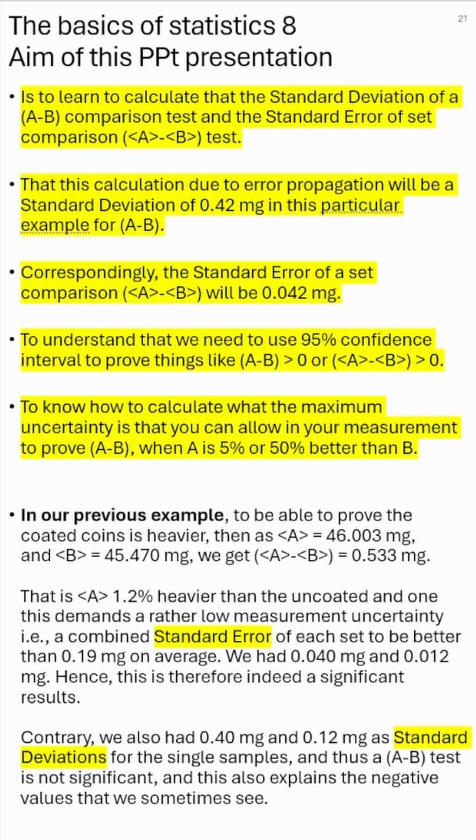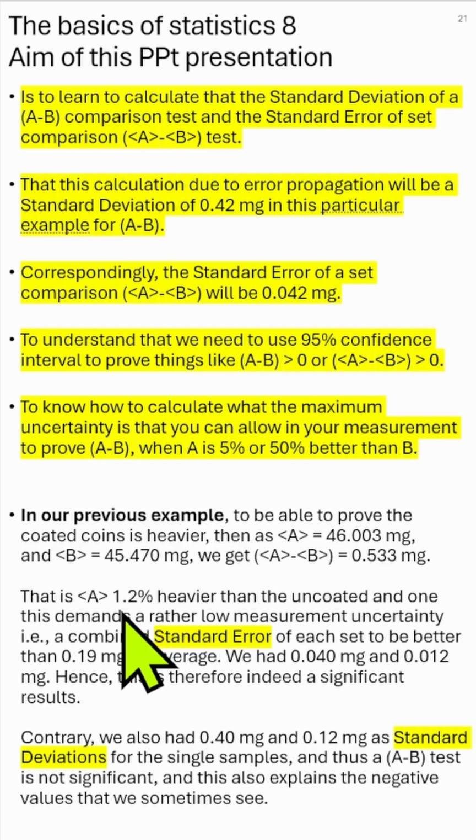So let's just do the calculations here in our previous example. If we calculate the difference of mean values of these 100 coins of the coated set minus 100 coins of the uncoated set, we get that the difference, the coating weight that is, becomes 0.533 milligram, right? If we calculate how much relative increase that is compared to the weight of the full coin, we see it's only 1.2% heavier. So it's a very tiny increase actually.